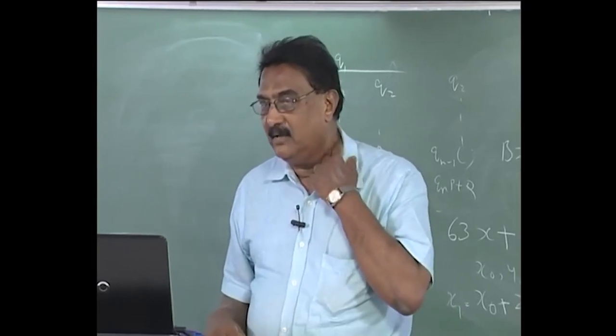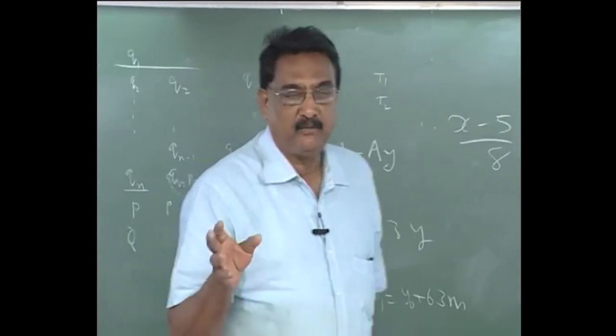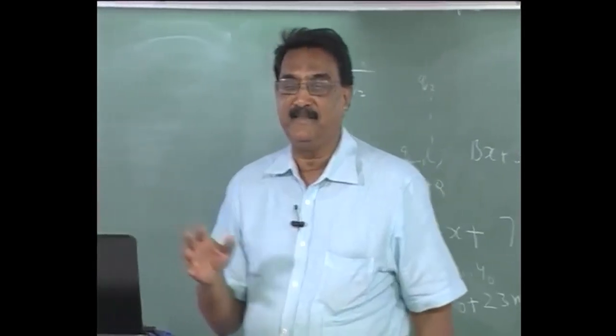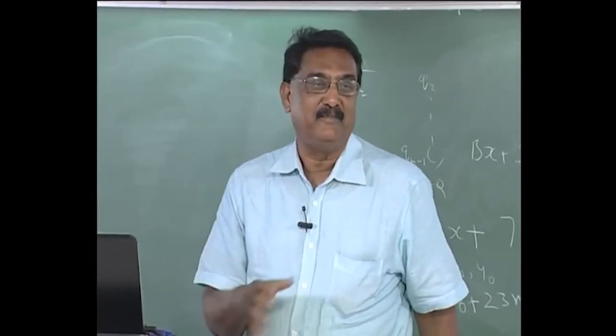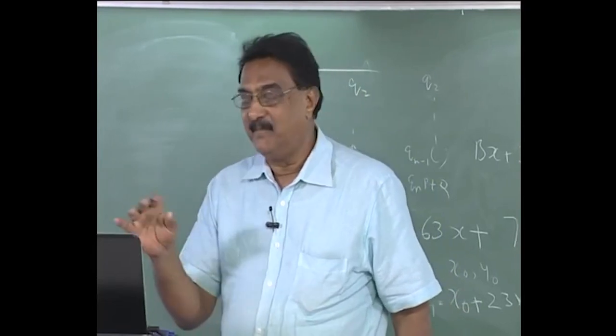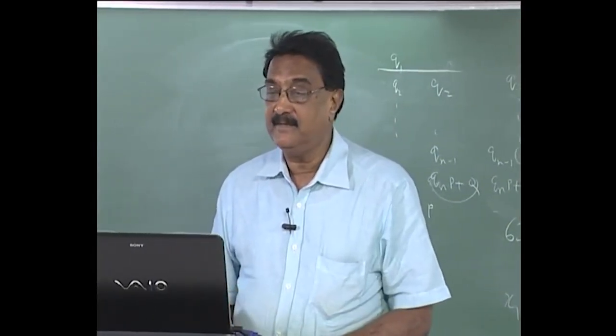Then he talks about some flowers: Ashoka, Champaka, Nilotpala, and Ketaki, four kinds of flowers. How many kinds of garlands can you make? That is a simple thing. So he will discuss only 2-3 of these, but he really laid the foundation for this combinatorics.